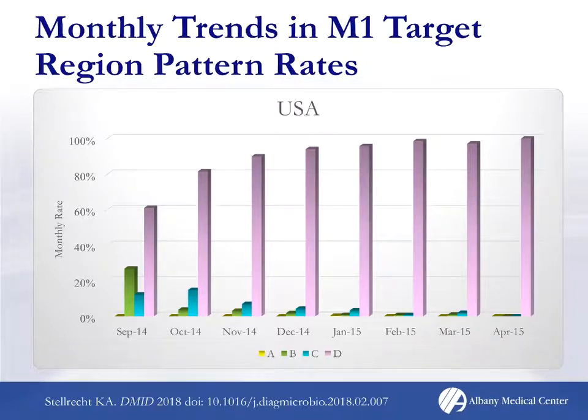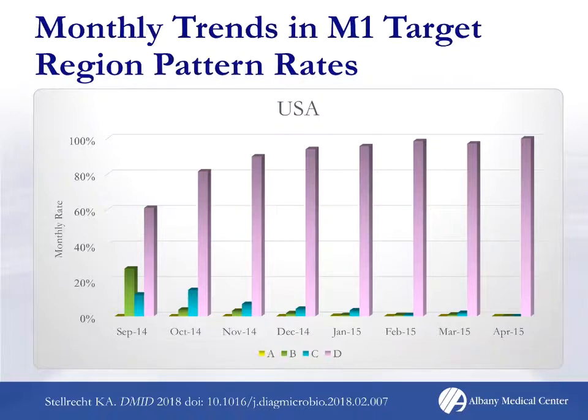But in Europe, pattern D, which has that more problematic C163T mutation, was predominant all year long. But patterns C and D also were present all year. But in the United States, again, pattern D predominated, but actually the other patterns were only present in the fall.